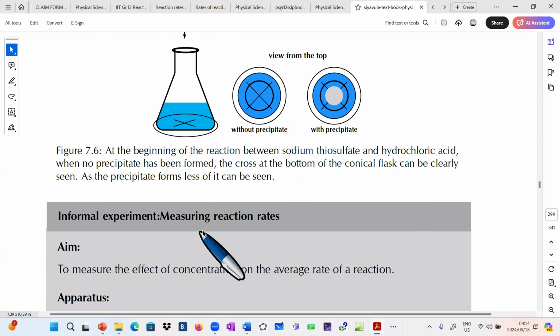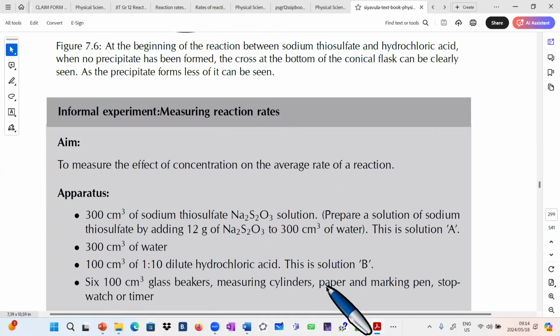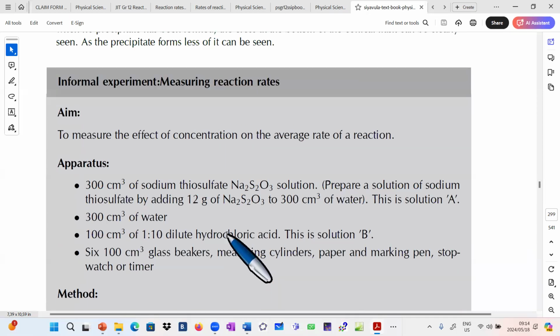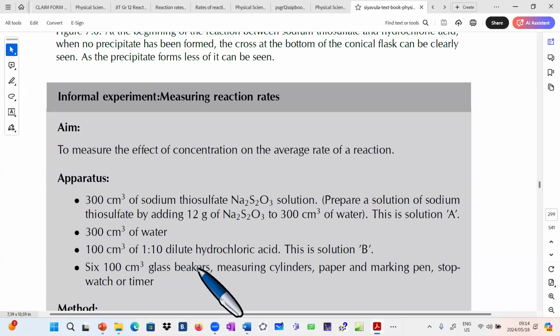Okay, let's look at the informal experiment measuring reaction rates. The aim is to measure the effect of concentration on the average rate of a reaction. For the apparatus, you take sodium thiosulfate, Na2S2O3, and prepare a solution by adding 12 grams of sodium thiosulfate to 300 cubic centimeters of water. You are mixing sodium thiosulfate with water. This is solution A.